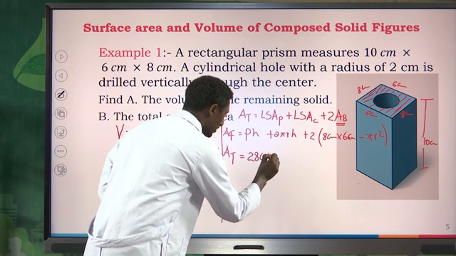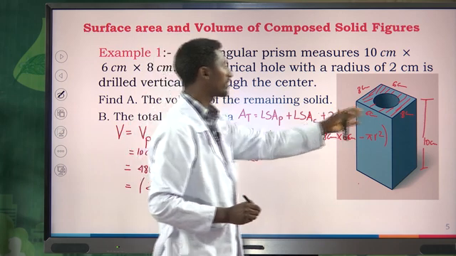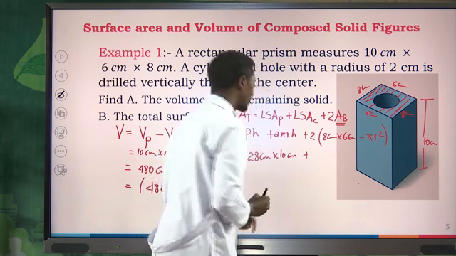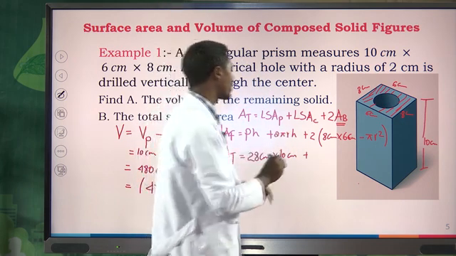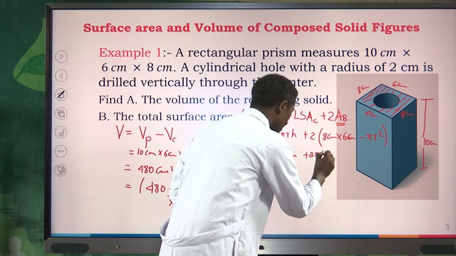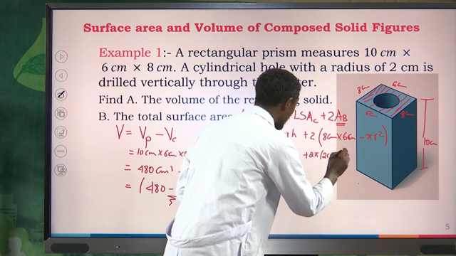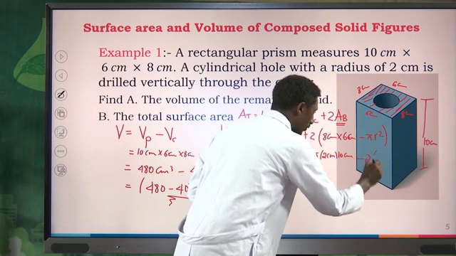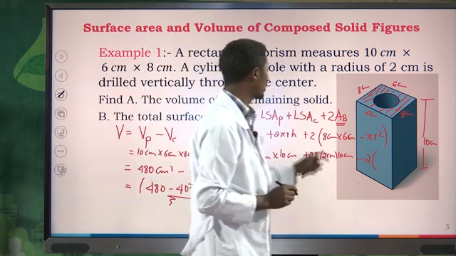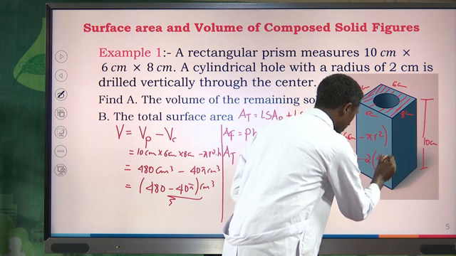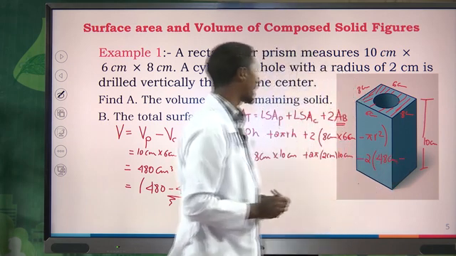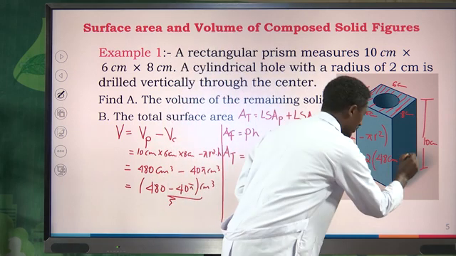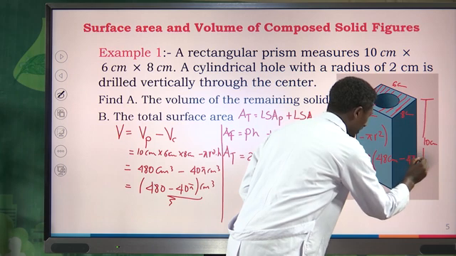28 centimeter times the altitude of the prism, which is 10 centimeter, plus 2 pi r h, 2 times pi times the radius, which is 2 centimeter, times the height, which is 10 centimeter, then plus 2 times 48 centimeter, that is 6 times 8 centimeter, minus pi r square. Since the radius is 2, it is 4 pi centimeter.